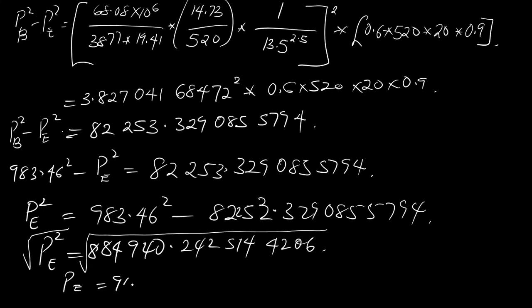This will be 940.71 PSIA, which to PSIG it will now be minus 14.73. From it you have what? 925.98 PSIG. So we have gotten the pressure at E.